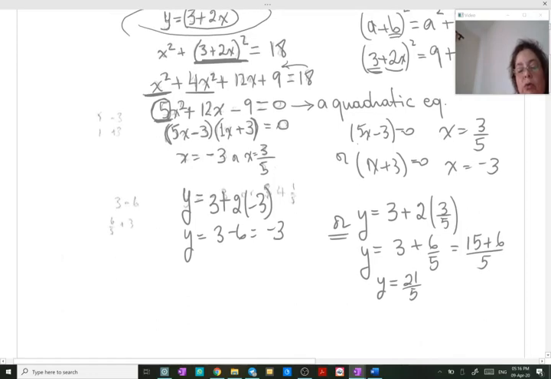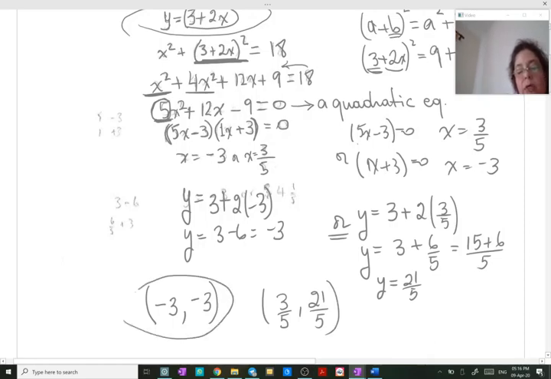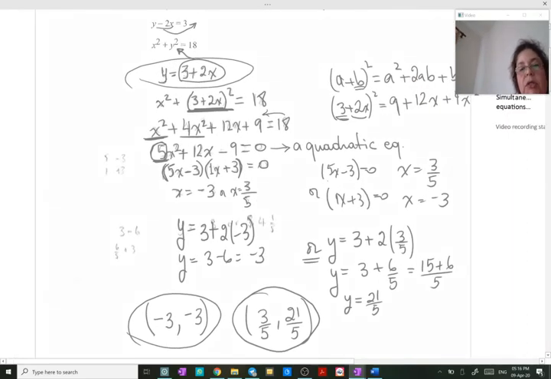Now how do we write the solution? We write it as when x is minus 3, y is also minus 3, and when x is 3 over 5, y is 21 over 5. What do these solutions represent? They both satisfy the equations that we have in the beginning. So when you replace minus 3 for x and minus 3 for y in both equations, they will satisfy the equations. And when you replace 3 over 5 and 21 over 5 also in these two equations, they will satisfy them.